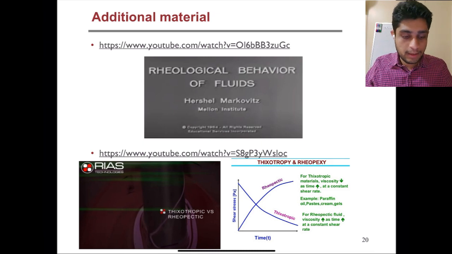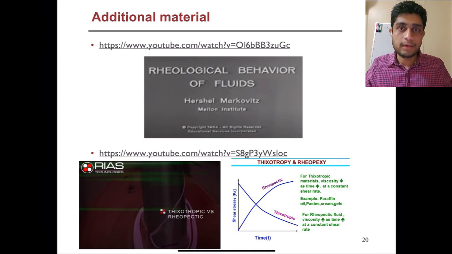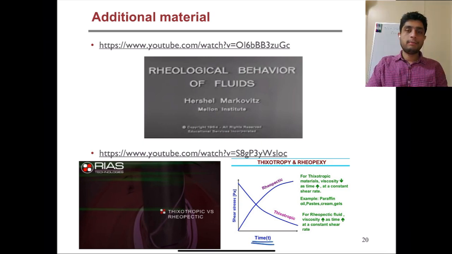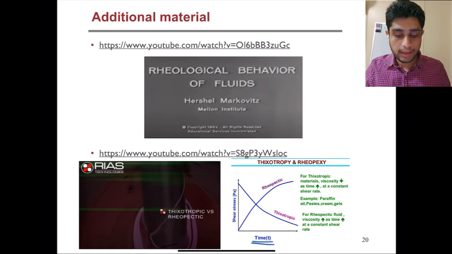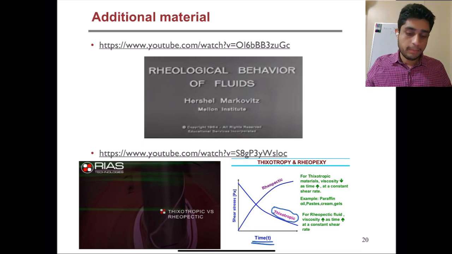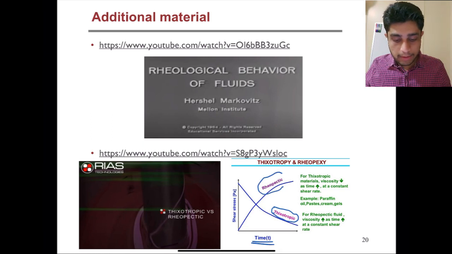You can watch that. And in addition to shear thinning and shear thickening, which is basically the apparent viscosity being a function of shear rate, the apparent viscosity can also be a function of time. So the viscosity of the material can also change with time, and if the viscosity decreases with time, then that material is called thixotropic. However, if the viscosity increases with time, then that material is called rheopectic.